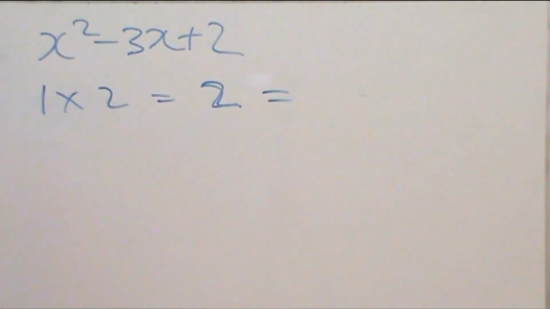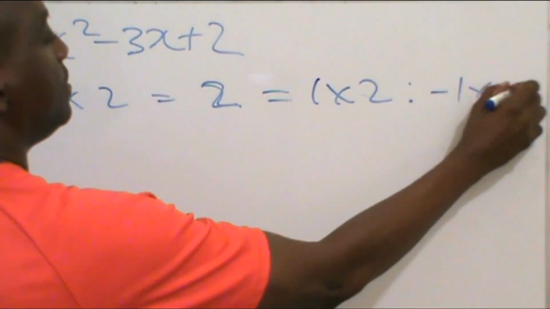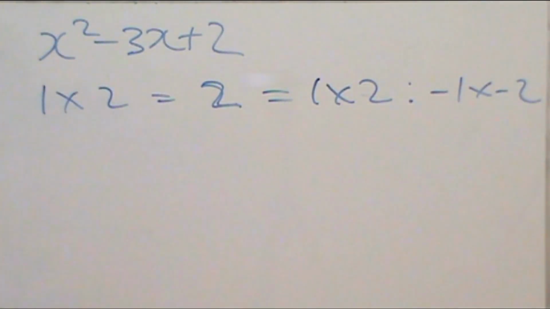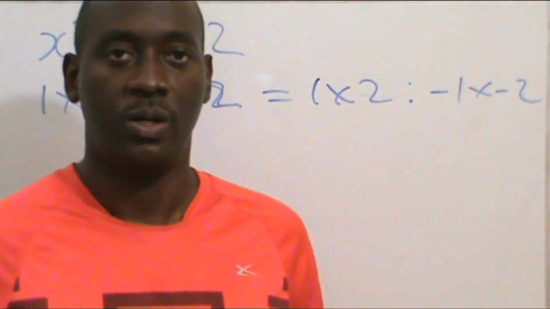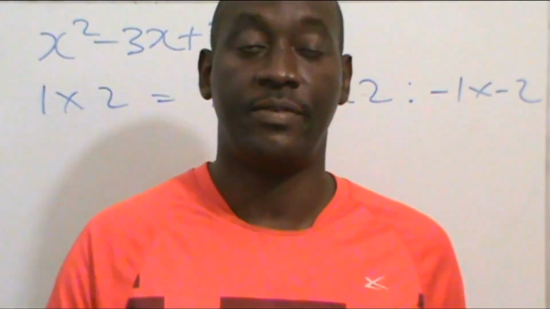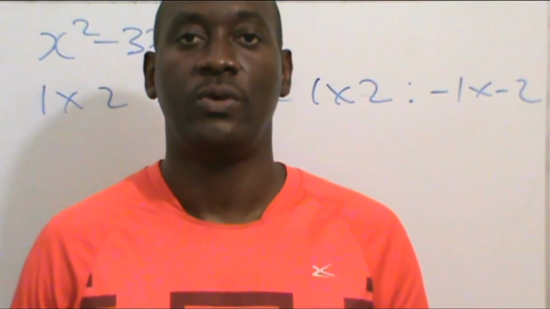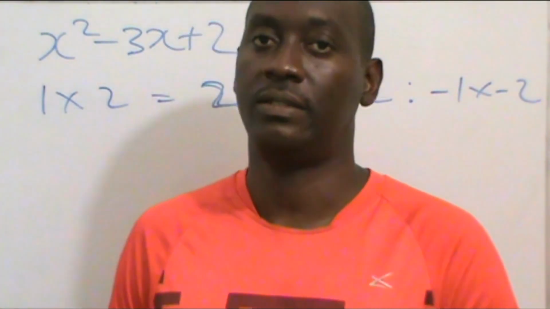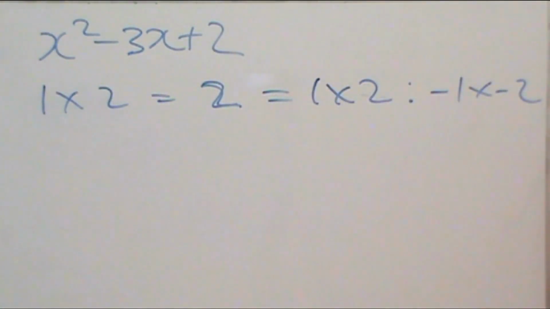2 is equal to 1 by 2, or is equal to minus 1 by minus 2. That one is pretty straightforward, because you're looking for two factors of 2 which will sum to give you minus 3. In other words, when you add these two factors of 2, you're supposed to get minus 3 as the answer. In this case, the answer is clearly minus 1 and minus 2.